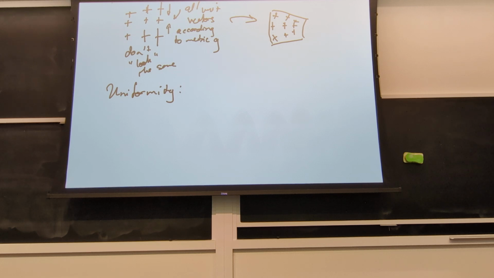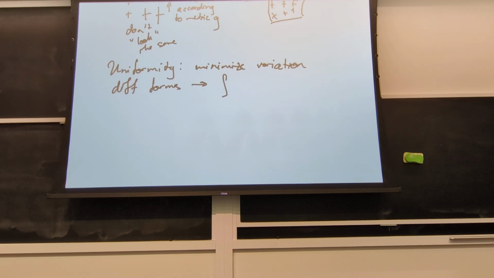Okay, so now uniformity. The idea is that you want to minimize variation. That's roughly what something uniform should mean. It should mean that it doesn't change very much. So we know that differential forms are things you can integrate.